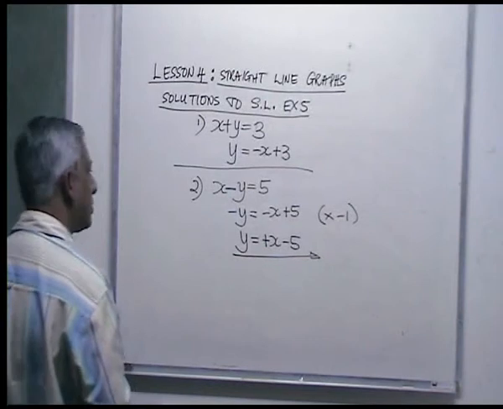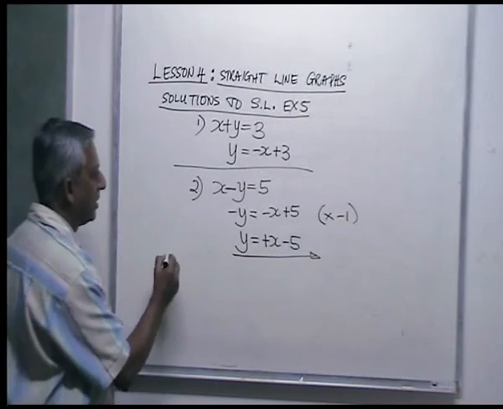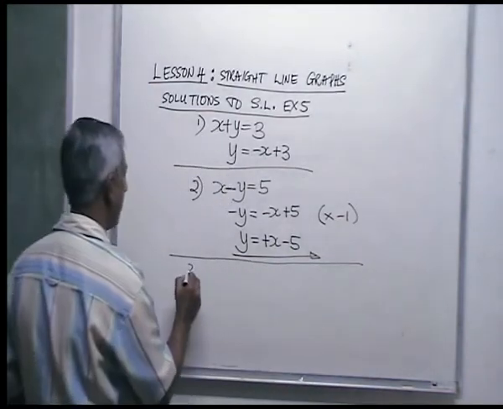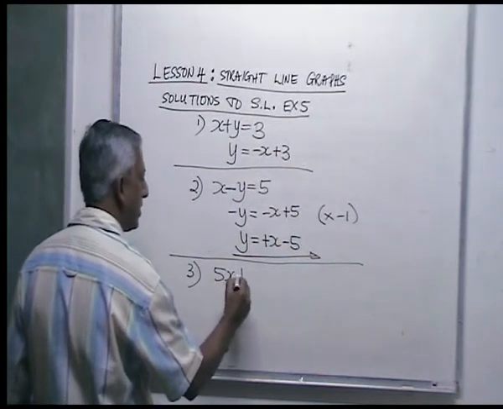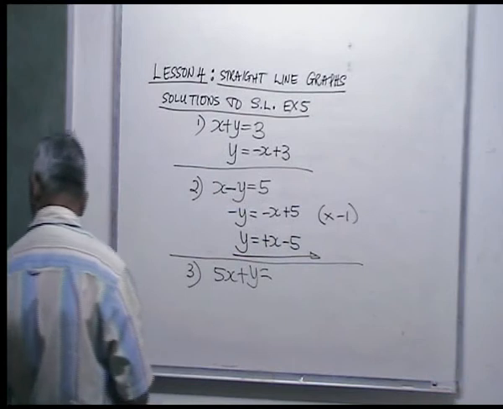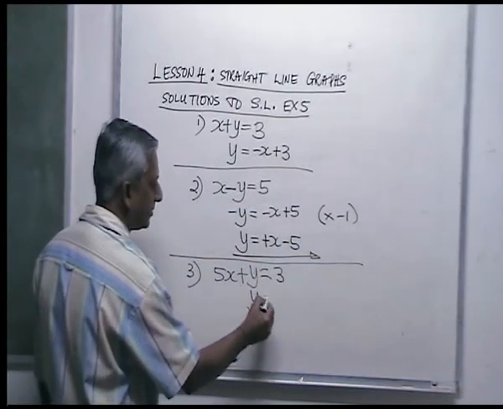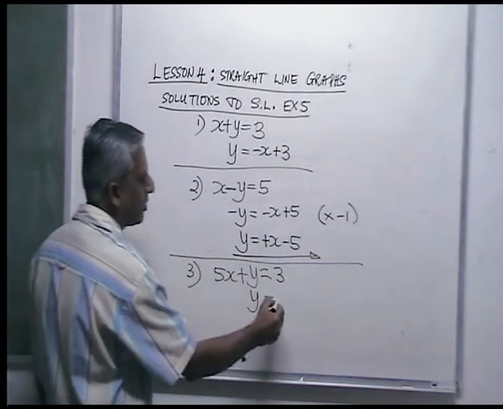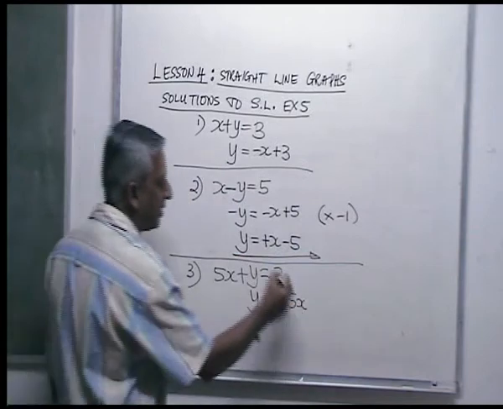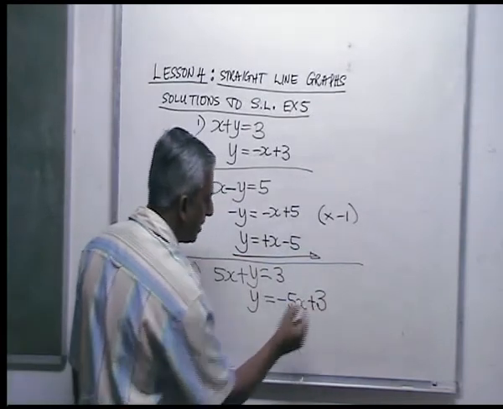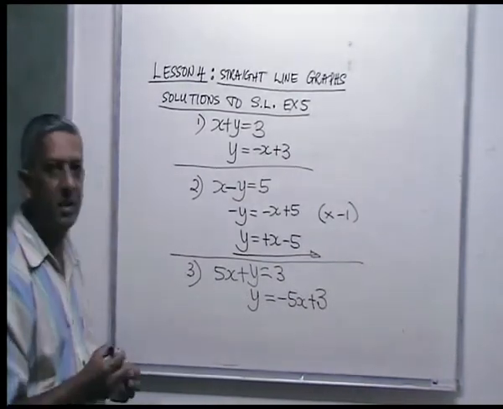Now we're going to move on to number 3. 5x plus y is equal to 3. So you leave the y here. 5x, if it goes across, will become minus 5x. And then just bring down the 3. That's finished because it is positive here. So that's your answer for number 3.